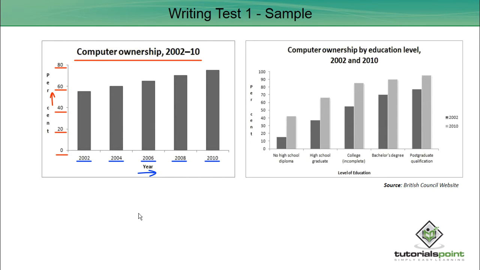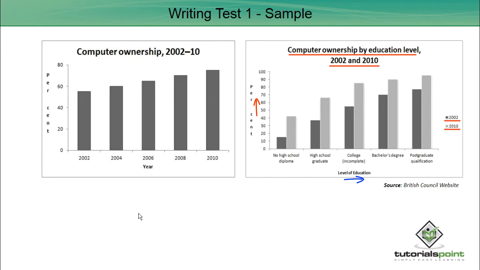So this is the key highlights of graph 1. Now moving on to graph 2, you can see computer ownership by level of education for the years 2002 and 2010. On one axis you have the level of education, on the other you have the percentage. So here we have two indicators on the graph, that is for 2002, which is a darker shade of grey, and for 2010, which is a lighter shade of grey.